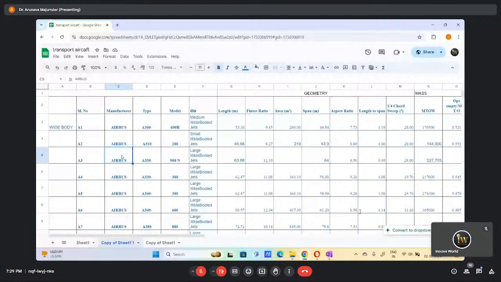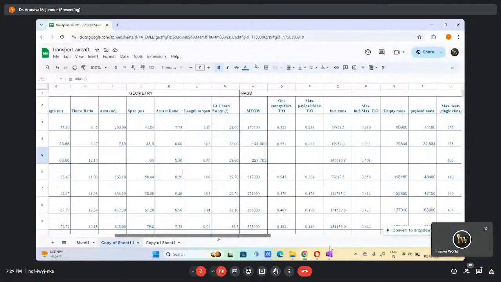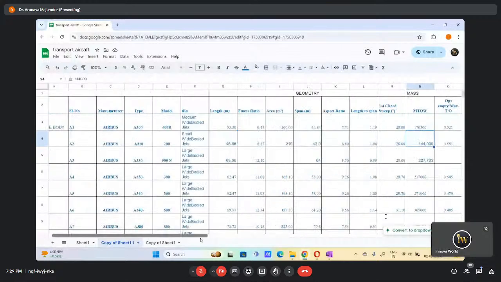But let us suppose our outcome variable is MTOW. This is our outcome. For all the other variables, manufacturer, type, model, diameter, length, these values are given, and you need to identify what the MTOW is. Then it will be a regression.